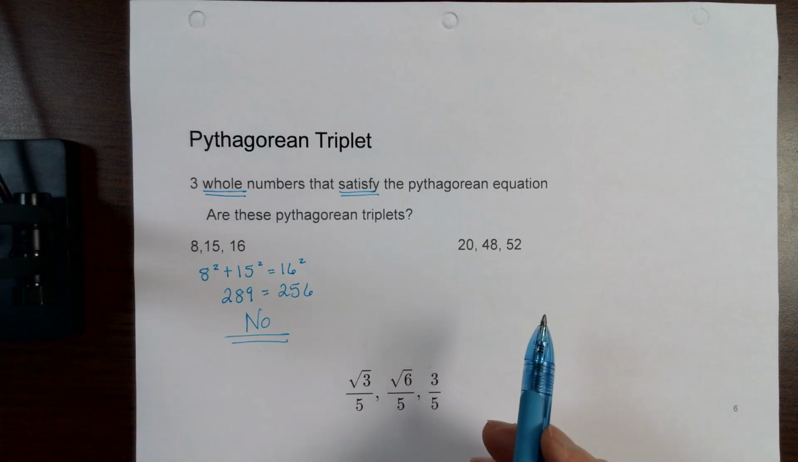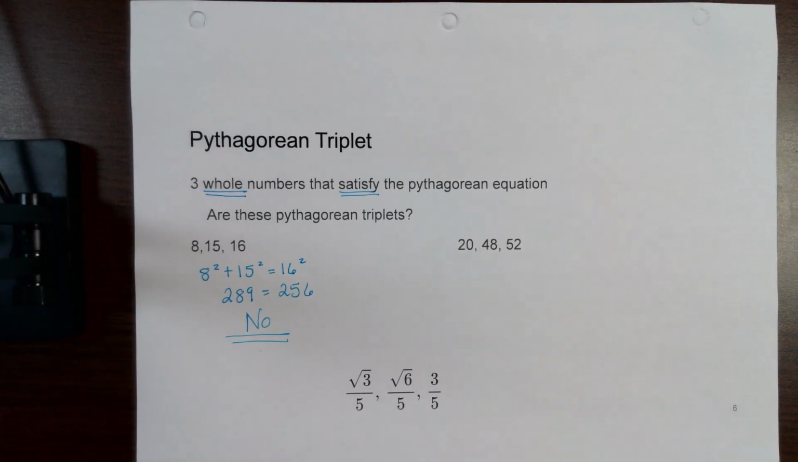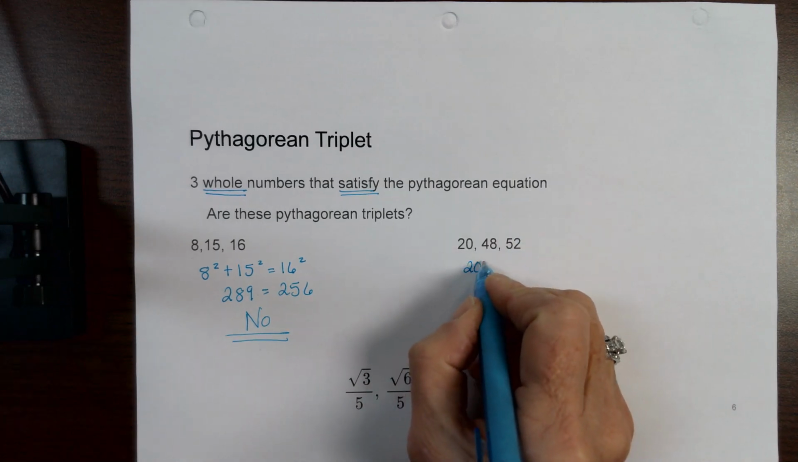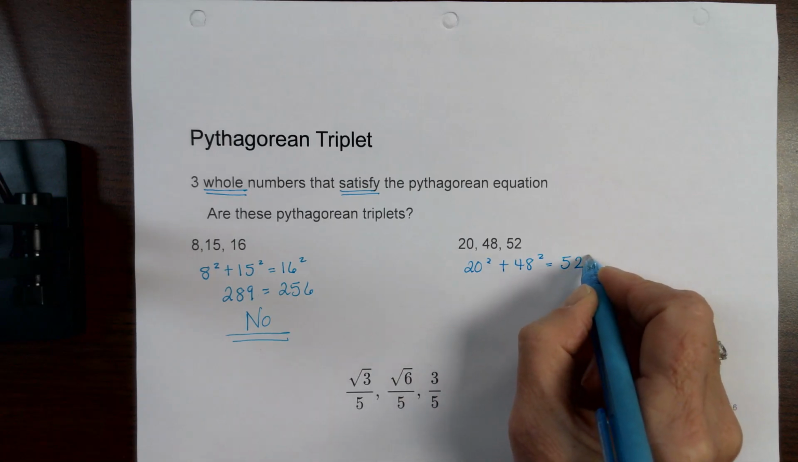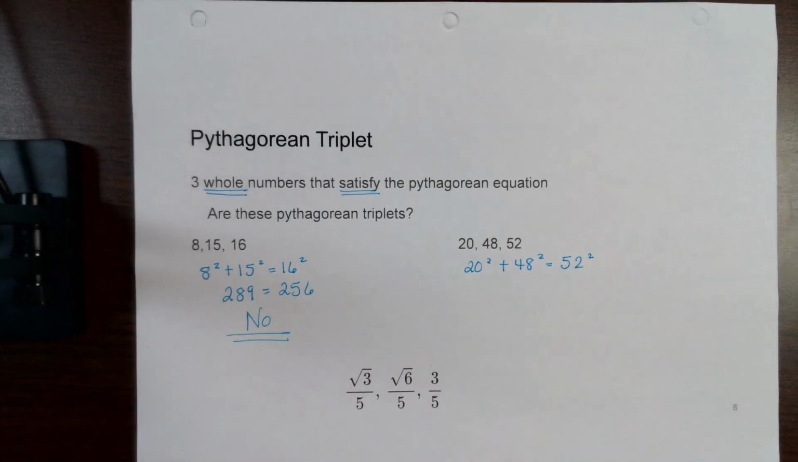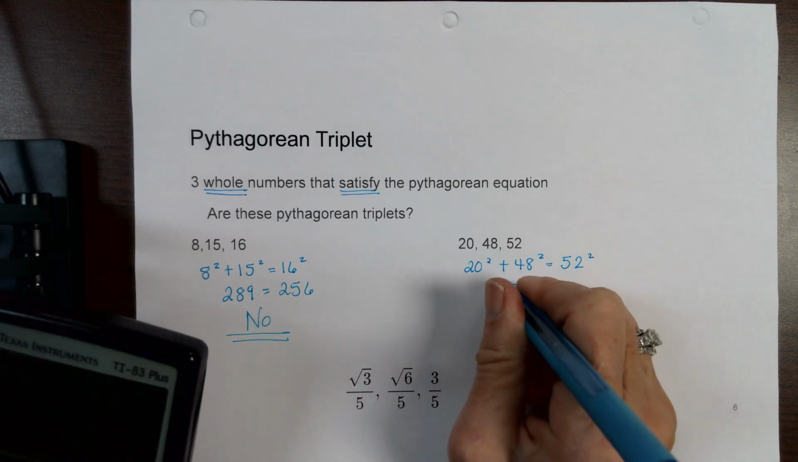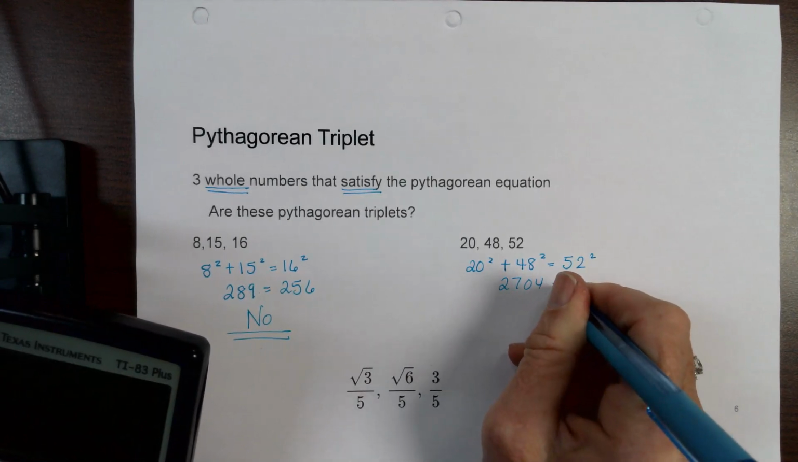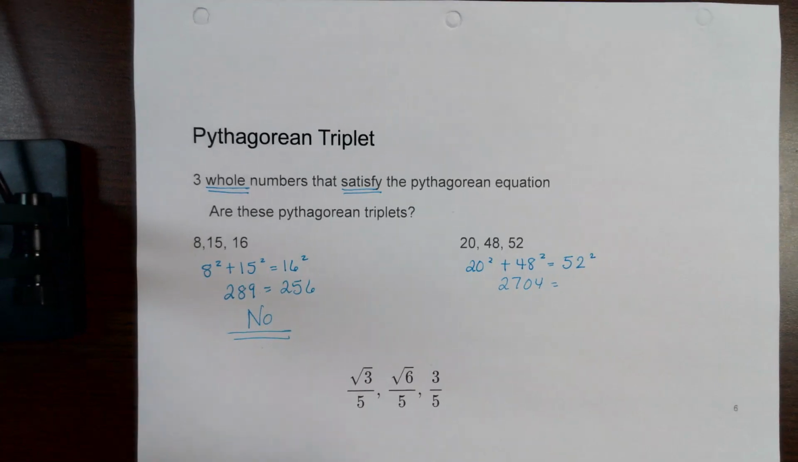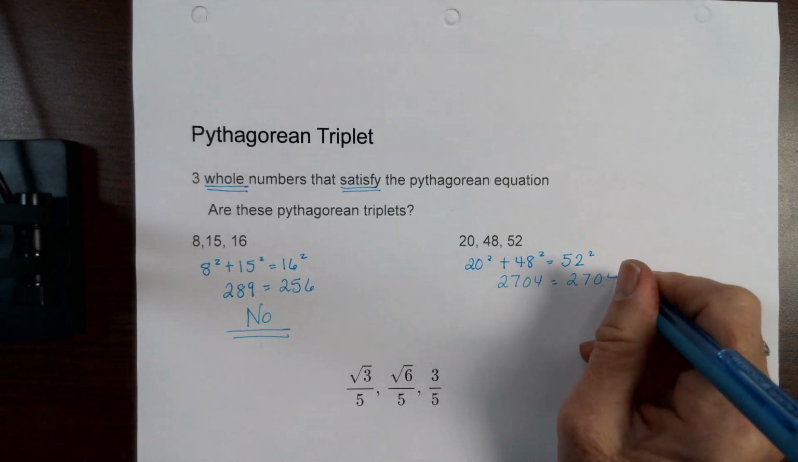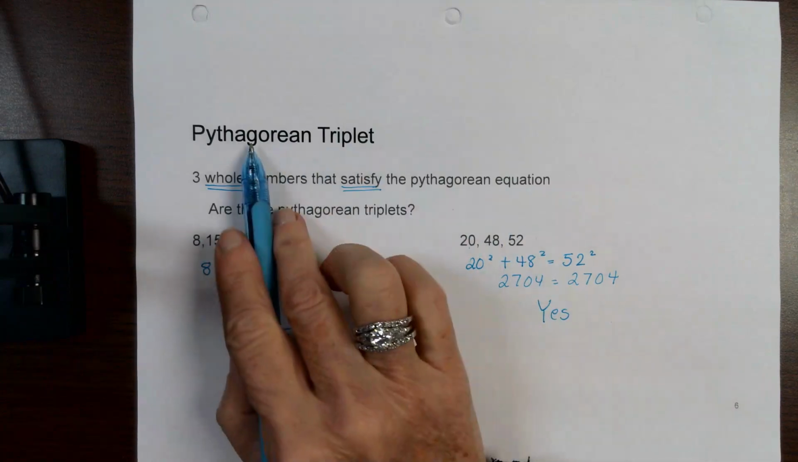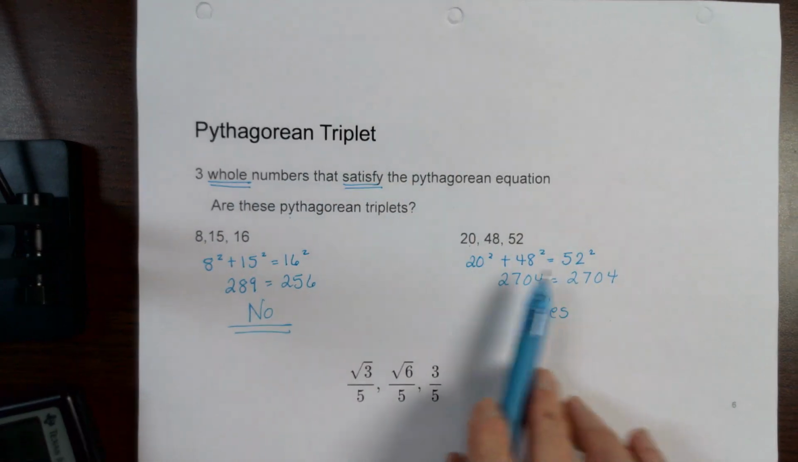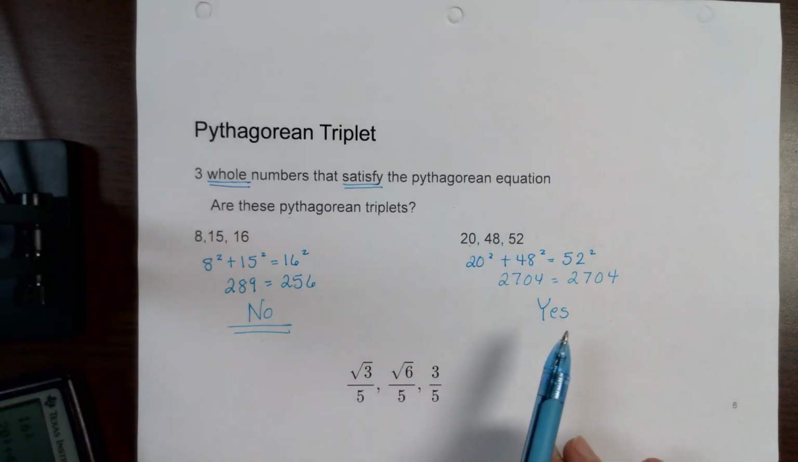Let's do this one. So I would have 20 squared plus 48 squared equals 52 squared. This is going to be 2,704 on this side, and this is going to be 2,704 on this side. So this is a yes. Those three numbers represent a Pythagorean triplet. They not only work in the Pythagorean equation, but they're also whole numbers.